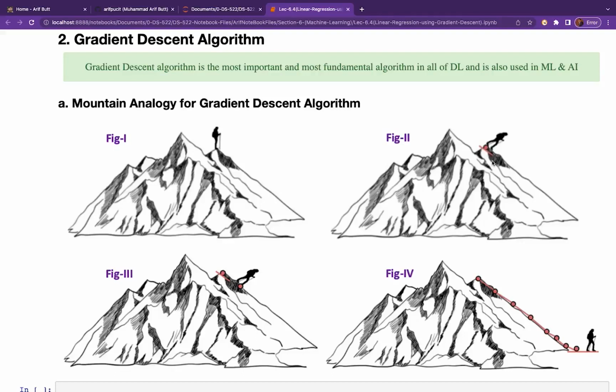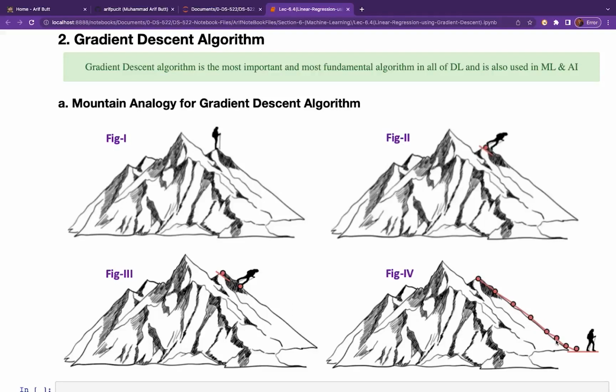The second question is the size of the step to take. And the answer is it should be proportional to the slope value. In case of steep slope, you take bigger steps and vice versa. And this is shown over here in figure 4. You see, initially the slope is steep, so we are taking bigger steps. And at the end the slope is not steep, let's suppose, so we have taken smaller steps.